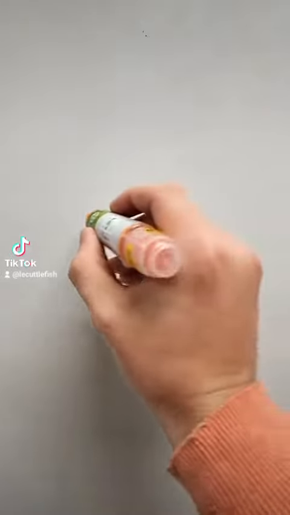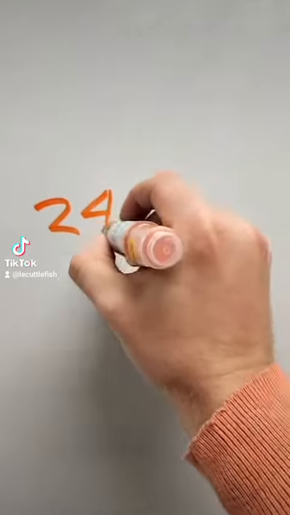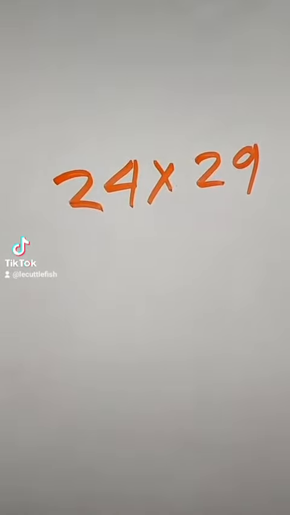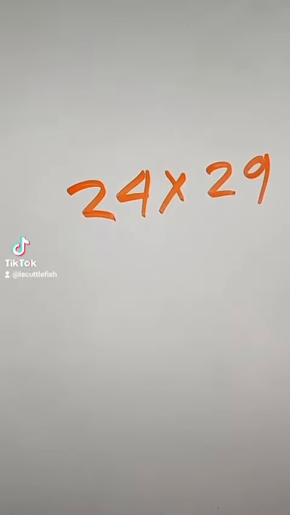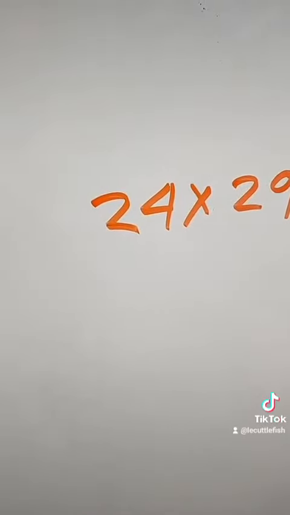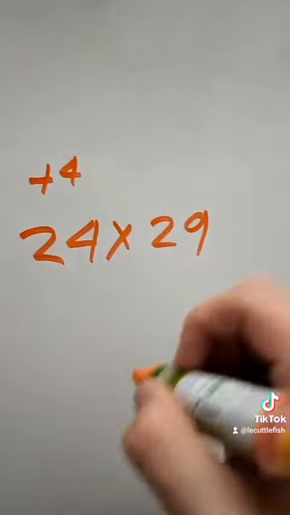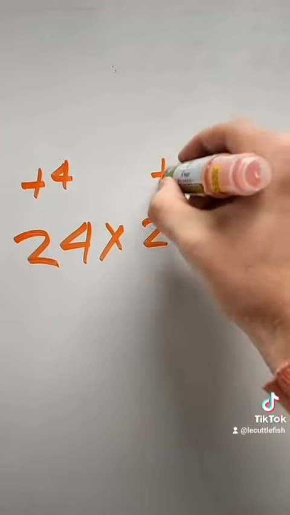All right, well, let's do something like this. 24 times 29. But this time we're going to do a base 20, and you can do this with all the numbers, really as high as you want. So let's go ahead and do this. How high is this one above 20? It's going to be 4. How high is this one above 20? It's going to be 9.